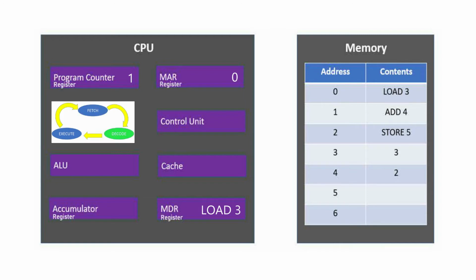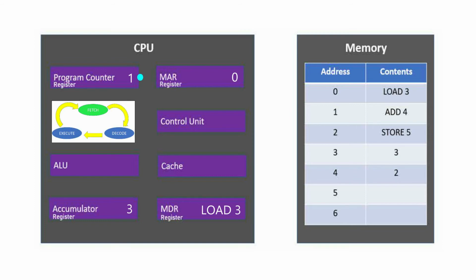The control unit decodes the instruction by comparing it to the instruction set it has stored. The instruction is transfer the contents of memory location 3, i.e. the number 3, to the accumulator. The control unit now executes the instruction and transfers the contents of memory location 3, the number 3, to the accumulator. The fetch cycle begins again.